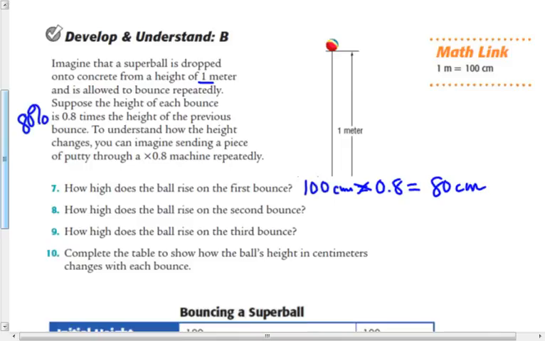On the second bounce, we're going to do 80 times 0.8, and that's equal to 64 centimeters. On the third bounce, we're going to do 64 times 0.8, and I want to show you how to do this on your calculator now.